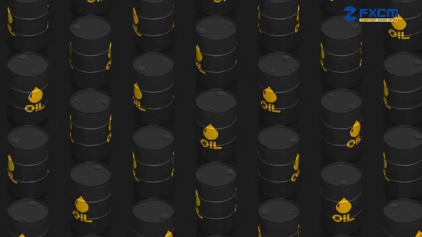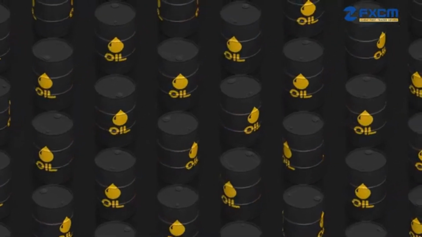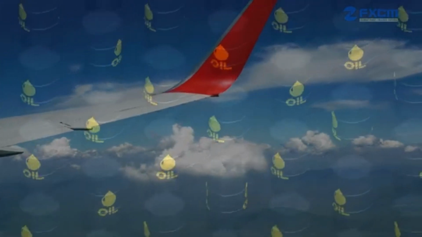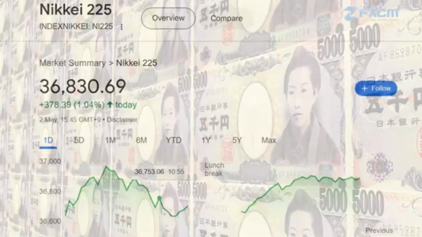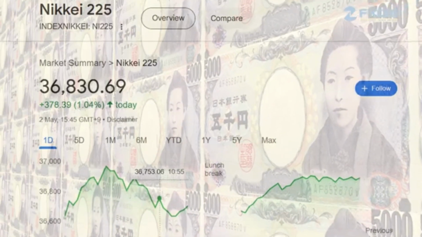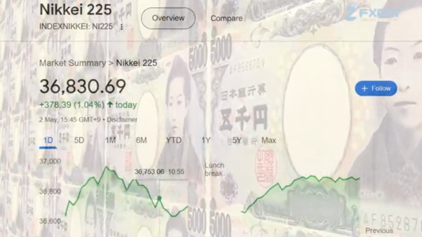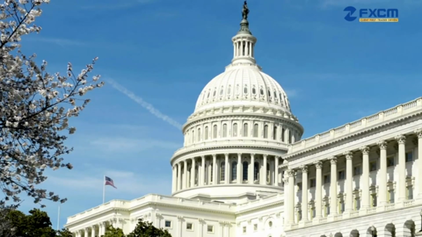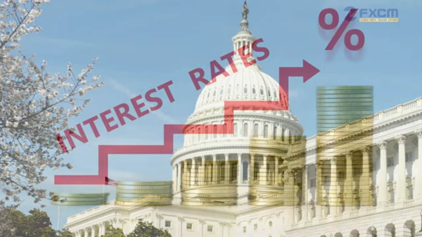A rise in crude oil prices might boost energy stocks, but hurt airlines and transportation sectors. A strengthening Japanese yen typically pressures the Nikkei 225 due to the export-heavy nature of Japan's economy. When the Federal Reserve raises interest rates, U.S. bond yields rise, the dollar strengthens, and emerging market currencies and stocks often fall.